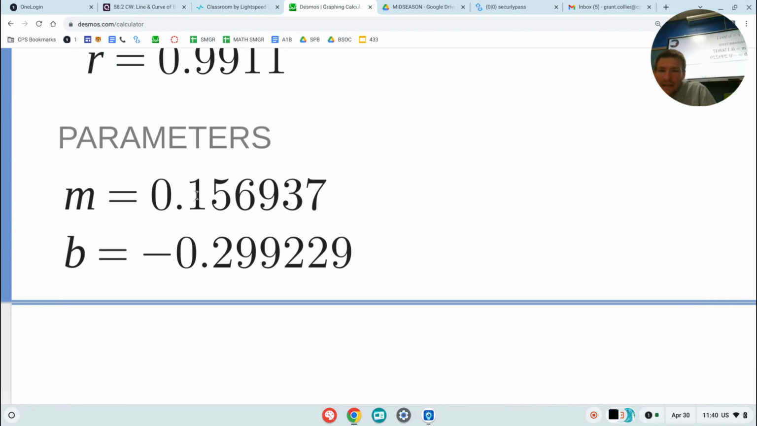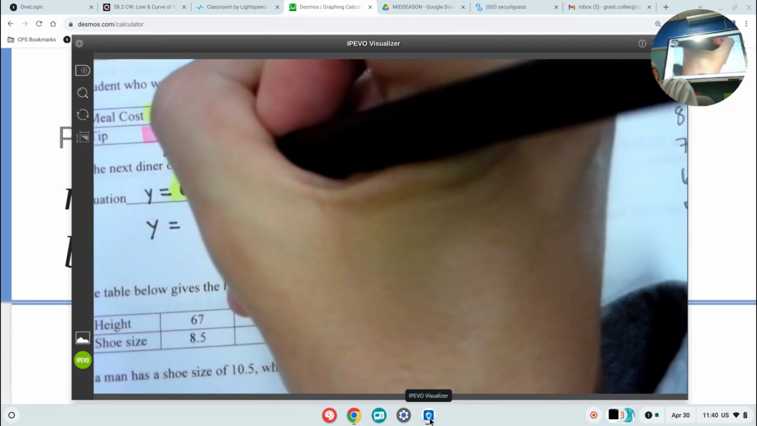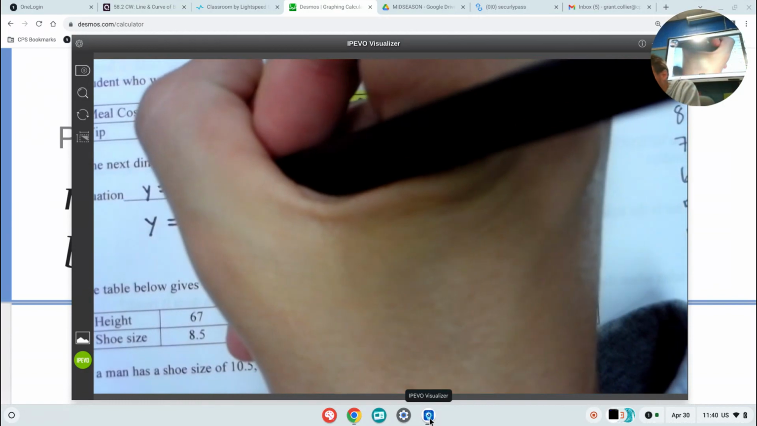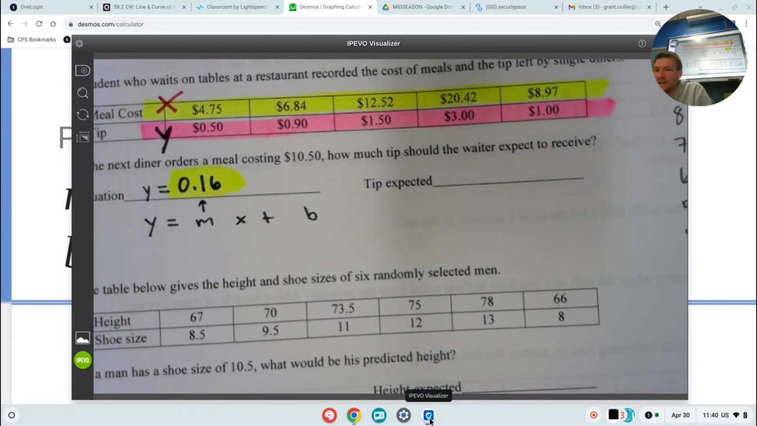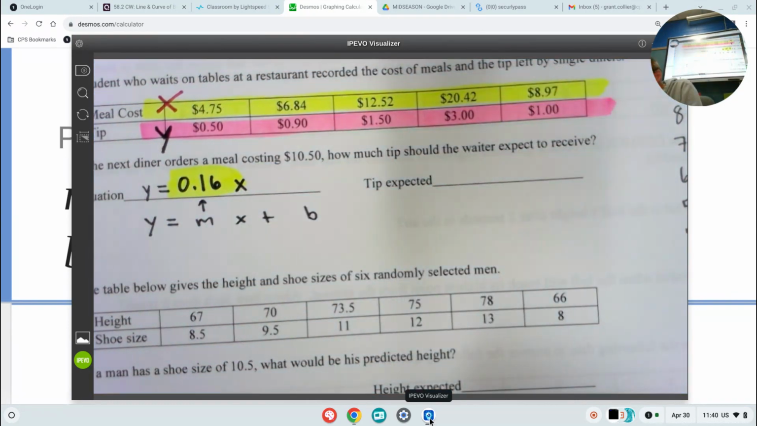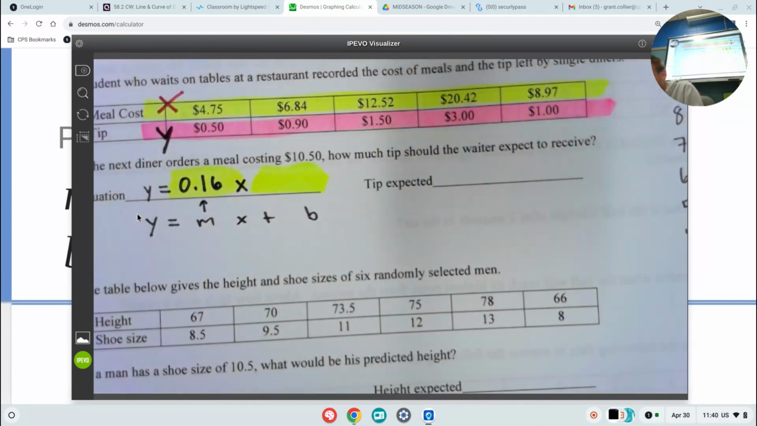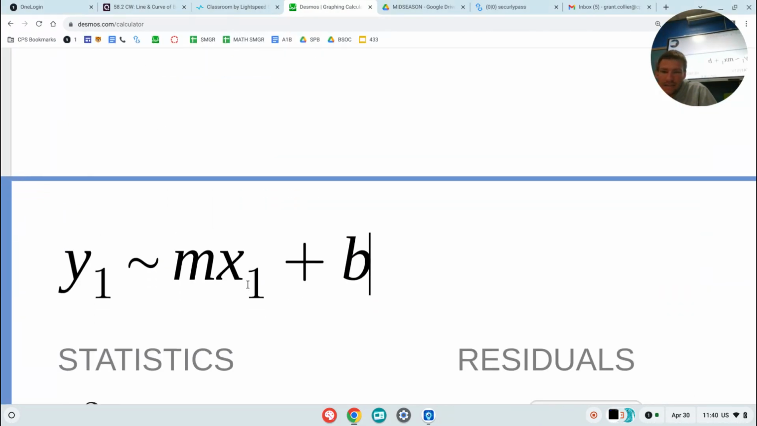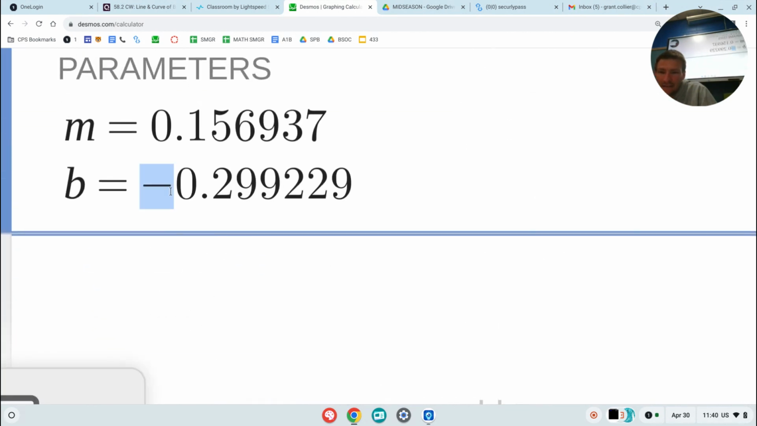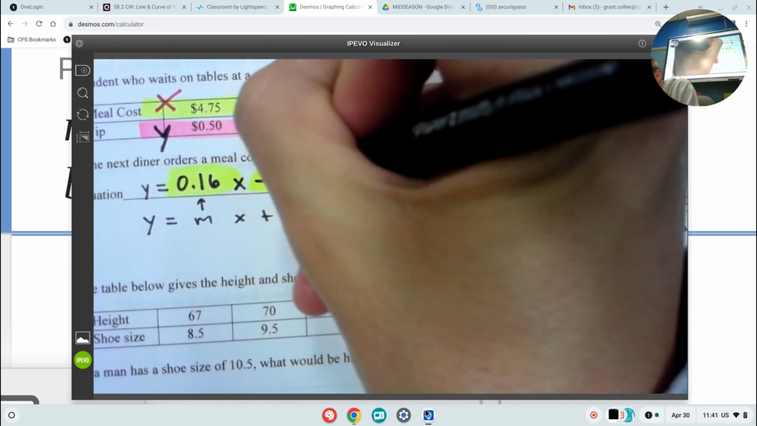So for the m, it is 0.15. Do we need to round up to 16? Yes, we need to go up to 16. 0.16. Right? That's just the m right there. Then we have the x. And up next is the b. The b needs to be replaced. So what is the b number for this question? It is negative 0.29. Do we need to round up to 30? Yes. So we're going to put negative 0.30.